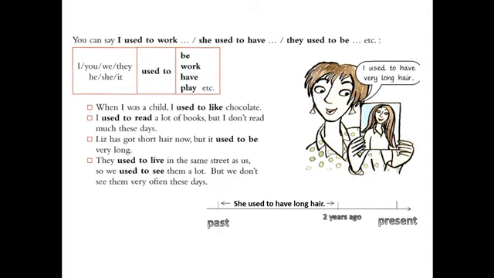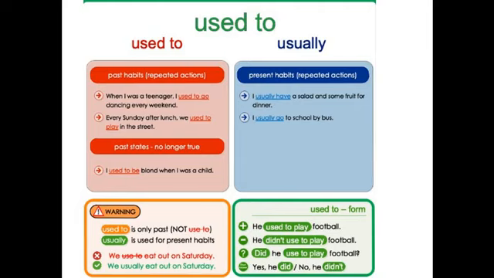So we have a timeline here. You can see the action, the location of the action. She used to have long hair. The use. So used to is used with past habits, repeated actions, but in the past. When I was a teenager, I used to go dancing every weekend. Every Sunday after lunch, we used to play in the street.